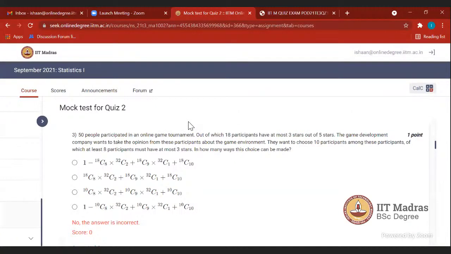Yeah. So I just want to know, is there any thumb rule for when to use a permutation and when to use a combination? Because sometimes it is mentioned that it's an ordered set, but in some of the questions it's not mentioned, and I'm not able to interpret that part.